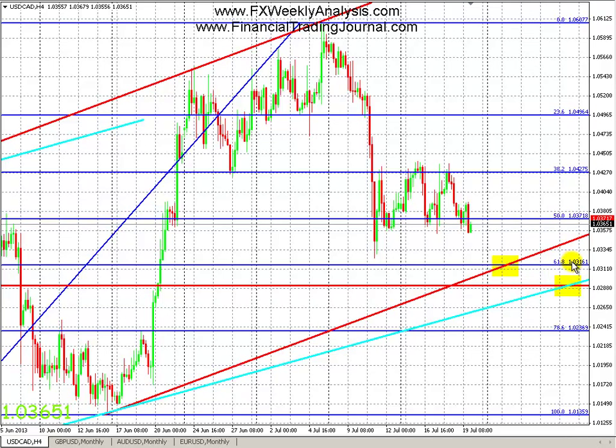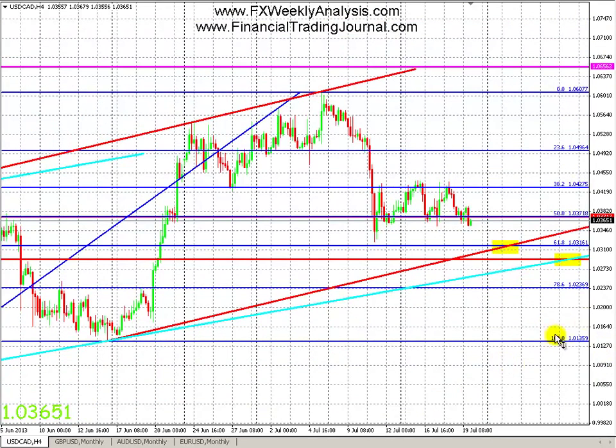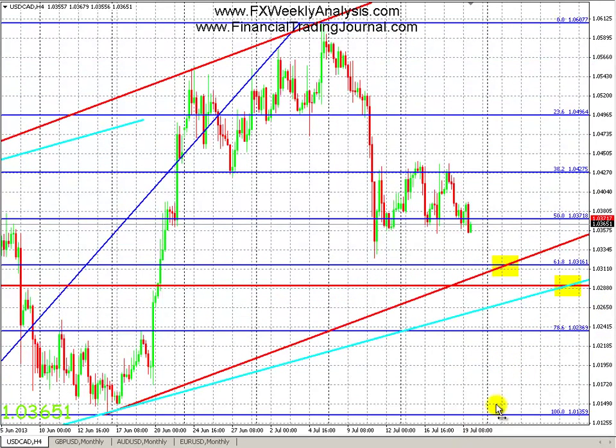So that's where you might be looking to load longs, and then your stop loss would be below here, because if it does break below here, then it's going to go straight down to the weekly trend line, which is all the way down here somewhere. I don't have it drawn on the 4-hour chart. So that's it for the dollar CAD.